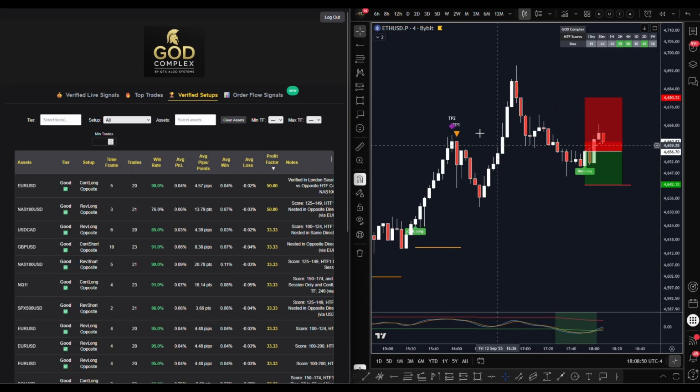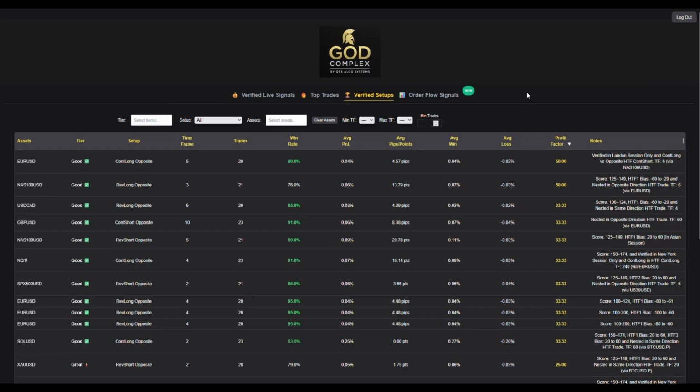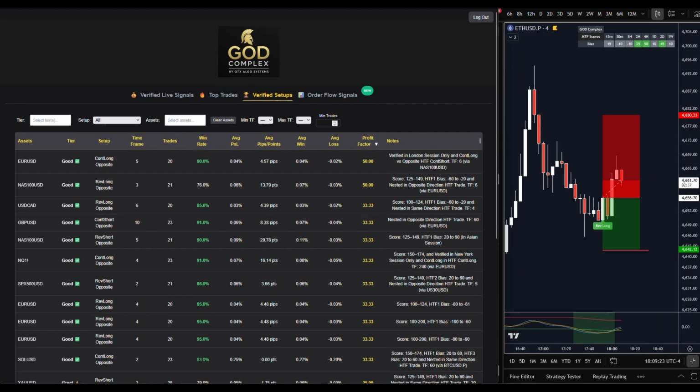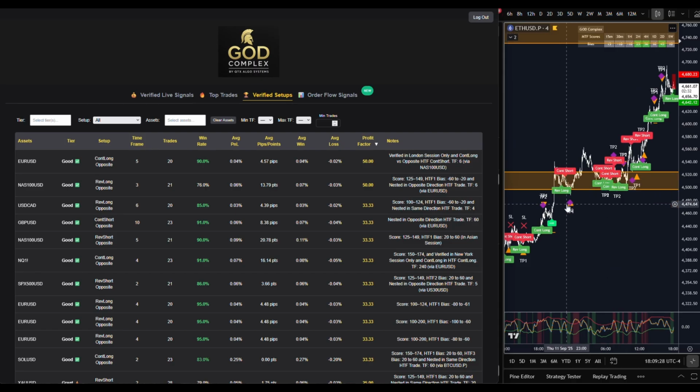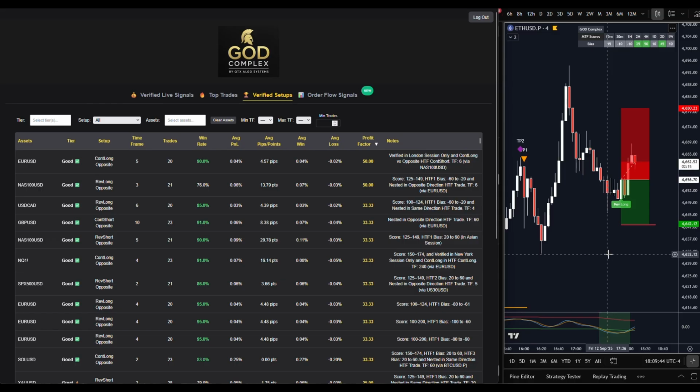Now we'll go to the verified setups tab. So the verified setups, these are all of the setups that pass filters I've put on each of the trades. Right now, the data has collected around 200,000 trades. So that's 200,000 of these signals across 25 to 30 assets, if not more. There's 400 asset and time frame combinations being tracked.